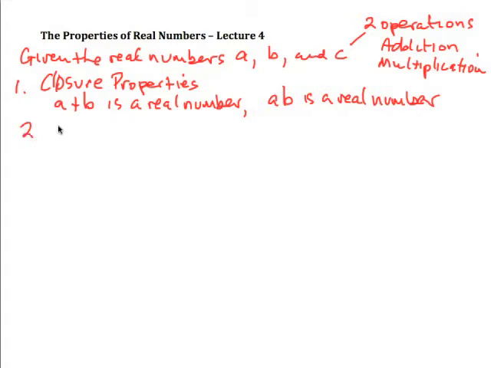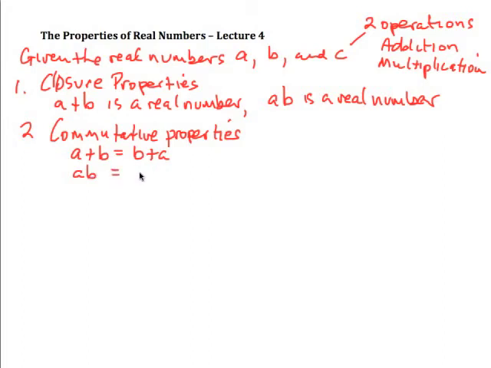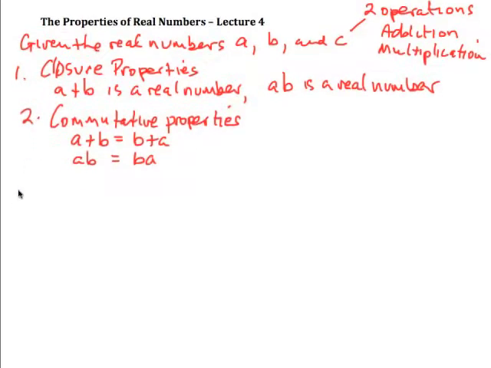Secondly, we have what's called the commutative properties. And this says that it doesn't matter what order we do things, we get the same result. That is, if I add A plus B, that's exactly the same as B plus A. For example, 2 plus 3 is the same as 3 plus 2. Likewise, if I do the product, then it doesn't matter which order we multiply. 2 by 3 is the same as 3 by 2. So that's the commutative properties.